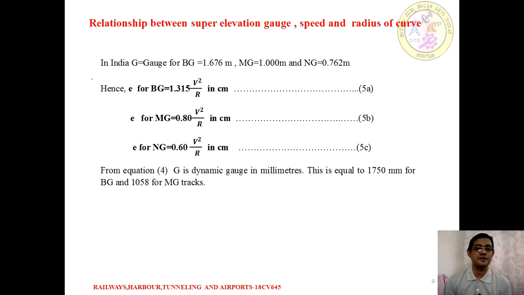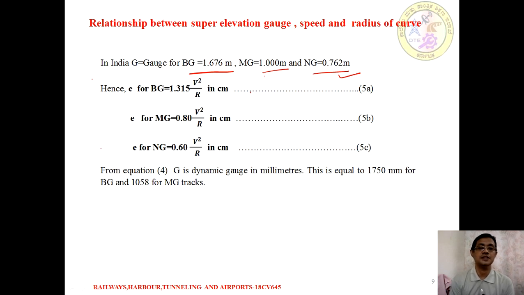The standard equations can be deduced for the different types of gauges we use in India. For example, broad gauge is 1.676 meters in width, similarly meter gauge is 1 meter, and narrow gauge is 0.762. Some authors say the range of narrow gauge varies from 0.61 to 0.76. In this case, we took narrow gauge as 0.762 meters.